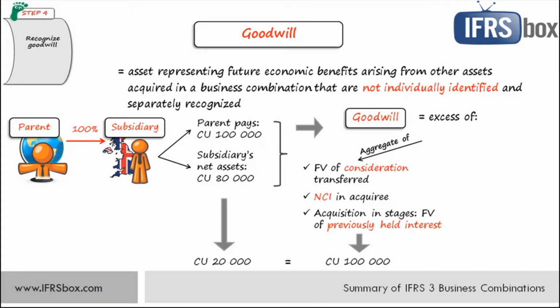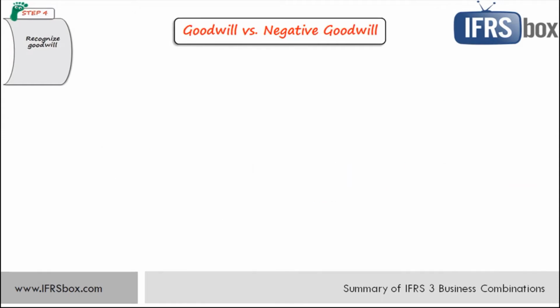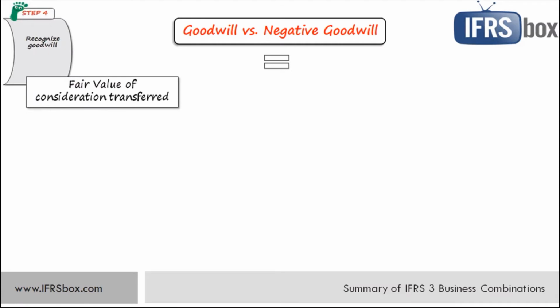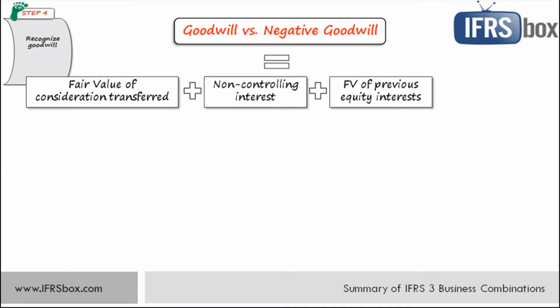On the other hand, we need to look at the net of the acquisition date amounts of the identifiable assets acquired and the liabilities assumed measured in accordance with IFRS 3. In this case, it's 80,000. Sometimes goodwill is positive and sometimes it's negative. The basic goodwill formula is fair value of consideration transferred plus non-controlling interest plus the previously held interest when subsidiary is acquired in stages, and we should deduct subsidiary's net assets.